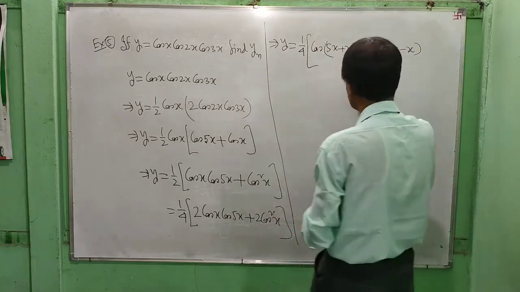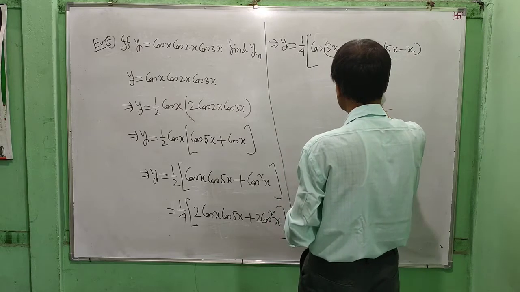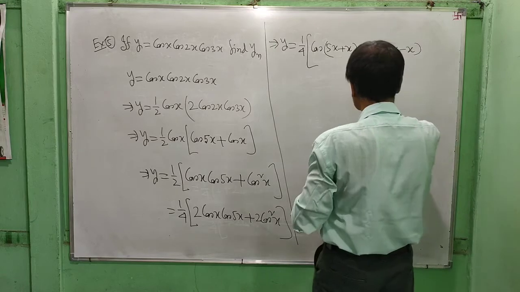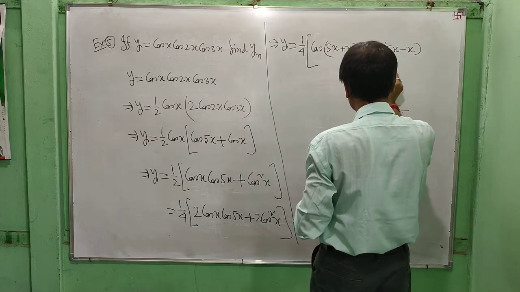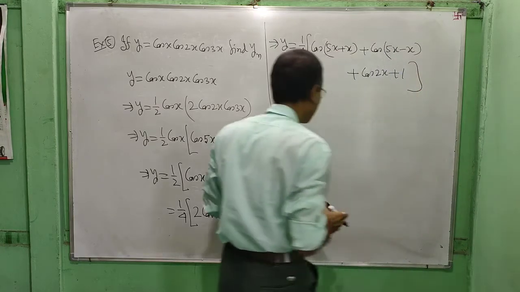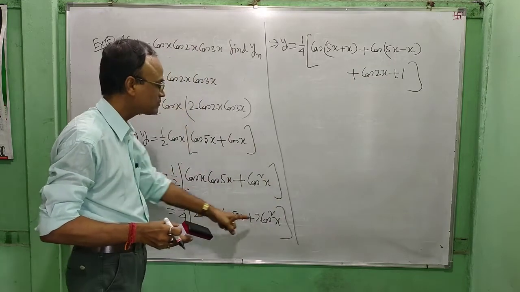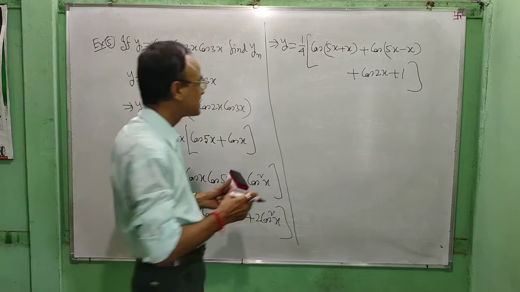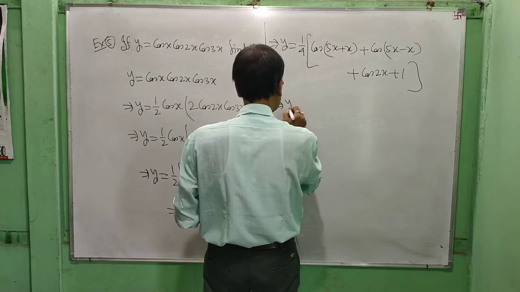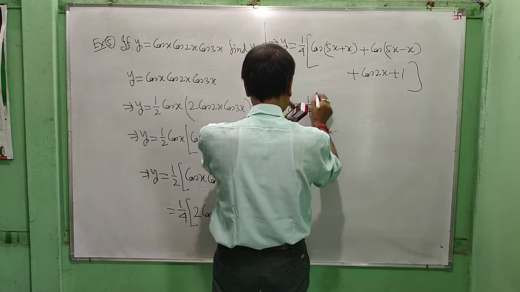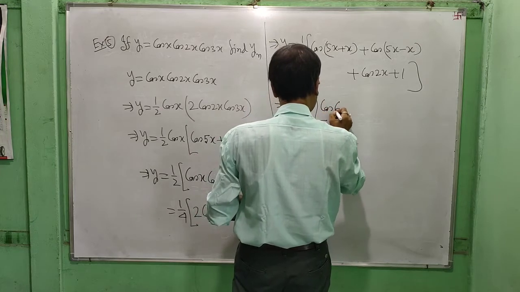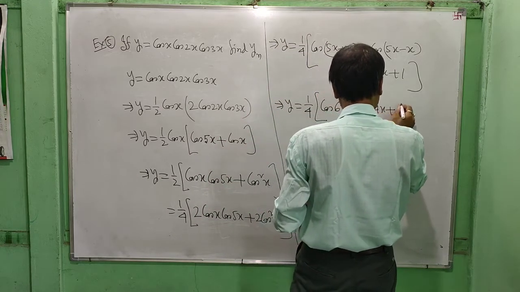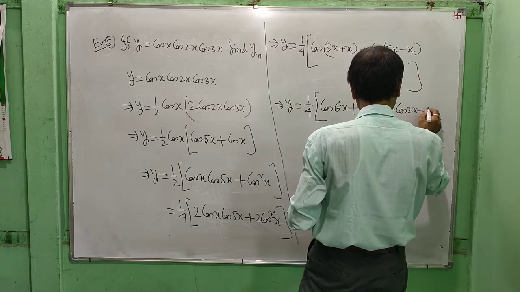For twice cos square x, 1 plus cos 2x, or cos 2x plus 1. You may write like this: twice cos square x is equal to 1 plus cos 2x. This means y is equal to 1/4 of cos 6x plus cos 4x plus cos 2x plus 1.